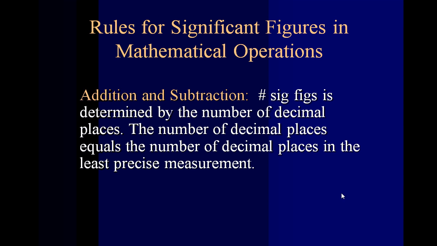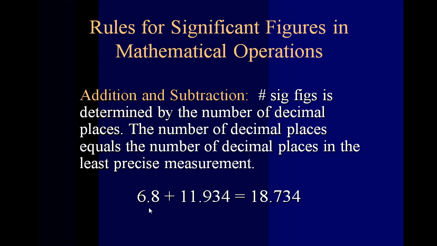All right, when adding and subtracting, a little bit different. When adding and subtracting, we want to look for the value that has the least number of decimal places. The least number of decimal places. So when we look at the number of decimal places, that tells us how many decimal places our answer will have. Okay, so everything to the left of the decimal we don't care about. We only care about to the right when we're adding and subtracting.